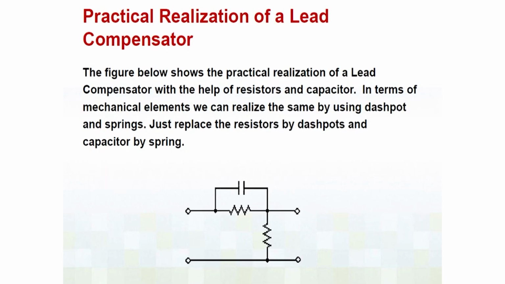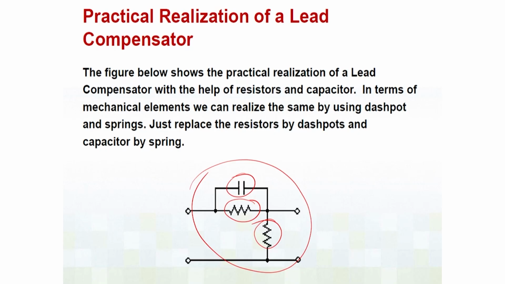Now, how do I practically realize such lead compensators? Well, you can realize both lead and lag compensators with the help of some resistors and capacitors. So, this is the complete system that you can use. You have one resistor and one capacitor in parallel, and then the entire thing is in series with another resistor. So, this kind of circuit can be a lead compensator circuit, which is a completely passive circuit.